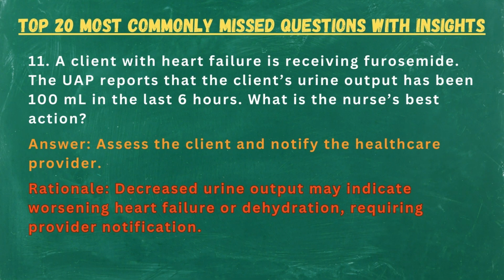11. A client with heart failure is receiving furosemide. The UAP reports that the client's urine output has been 100 milliliters in the last 6 hours. What is the nurse's best action? Answer: assess the client and notify the healthcare provider. Rationale: decreased urine output may indicate worsening heart failure or dehydration, requiring provider notification.